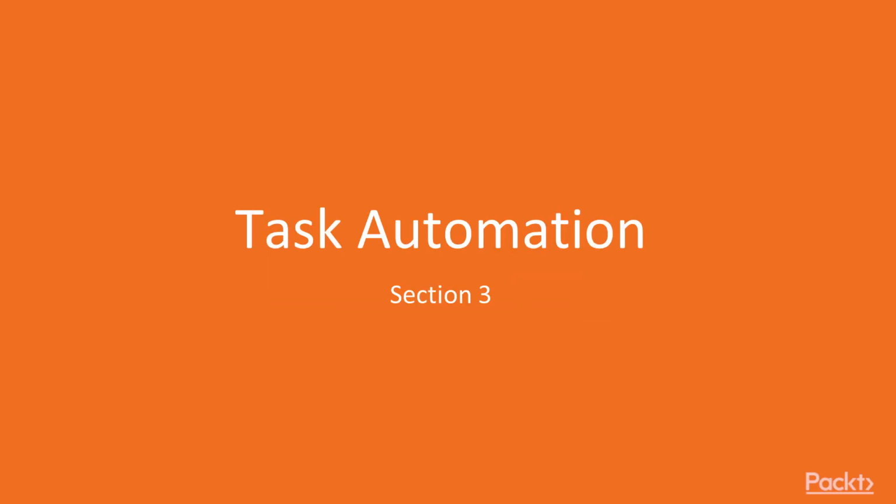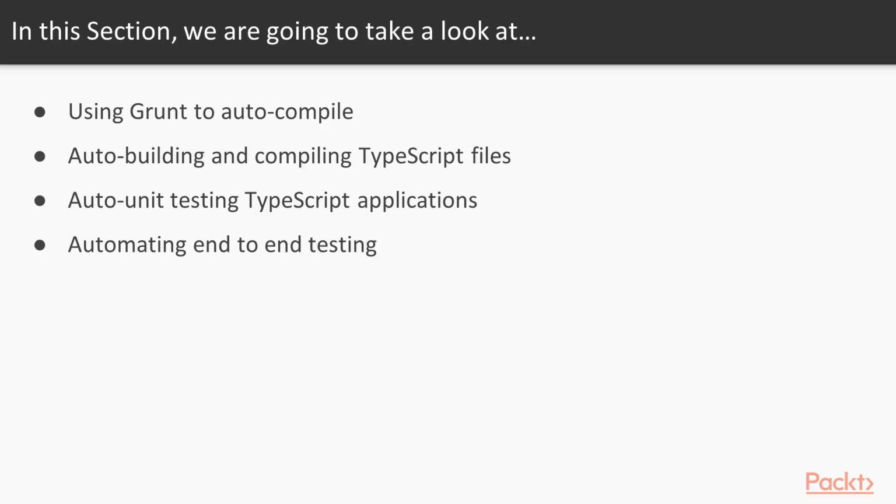Hi, and welcome to the third section of the Mastering TypeScript Programming Techniques course, where we're going to take a look at task automation. So in this section, we'll learn how to use Grunt to auto-compile TypeScript, as well as look at other features for auto-saving and auto-building. We'll also take a look at how to auto-unit test TypeScript code and how to run automated end-to-end tests.